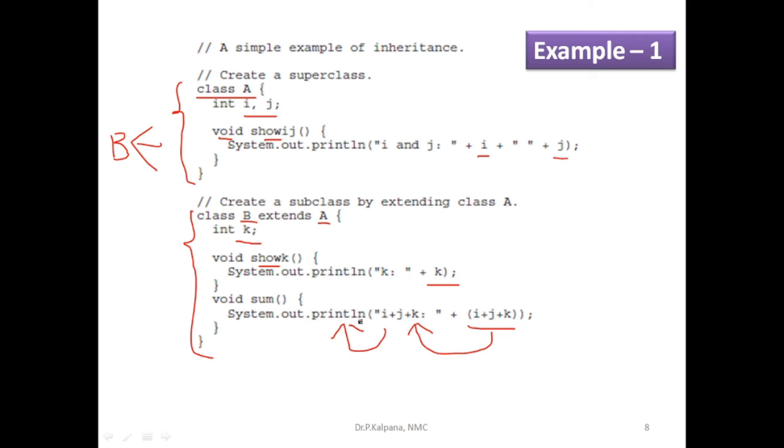That's all. Whereas with the help of A's class object, it is possible to access only the members i, j and show k. That is the main difference. Next, I am going to introduce the main method for testing this inheritance.